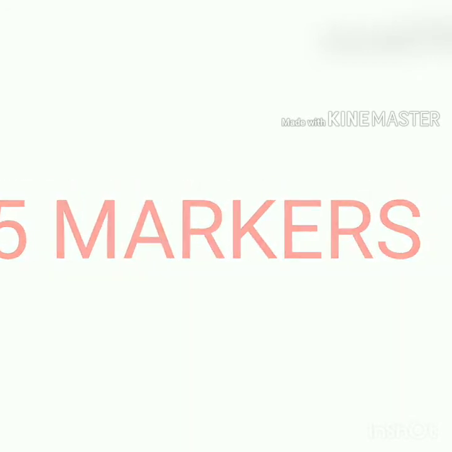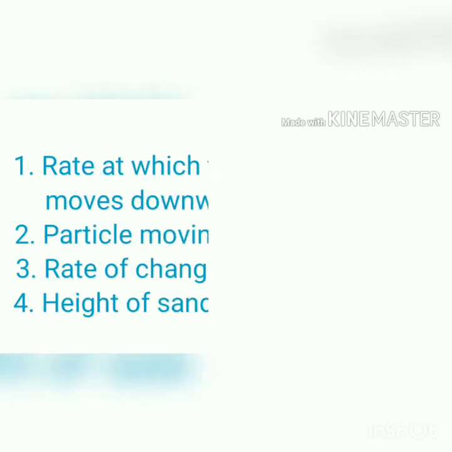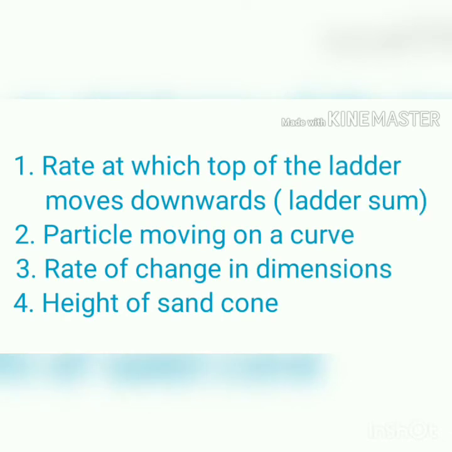Now let's see what are the five markers that can be asked from this chapter. Rate at which top of the ladder moves downwards. It is usually called the ladder sum. So there is only one kind of this sum and most of the time it is asked. It is very important also.